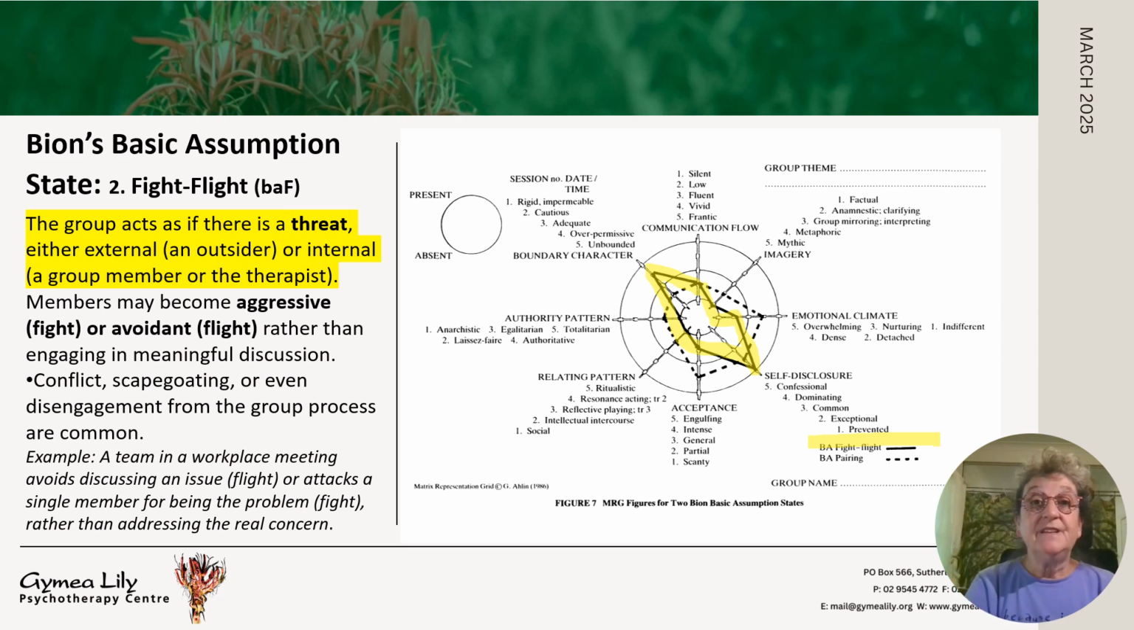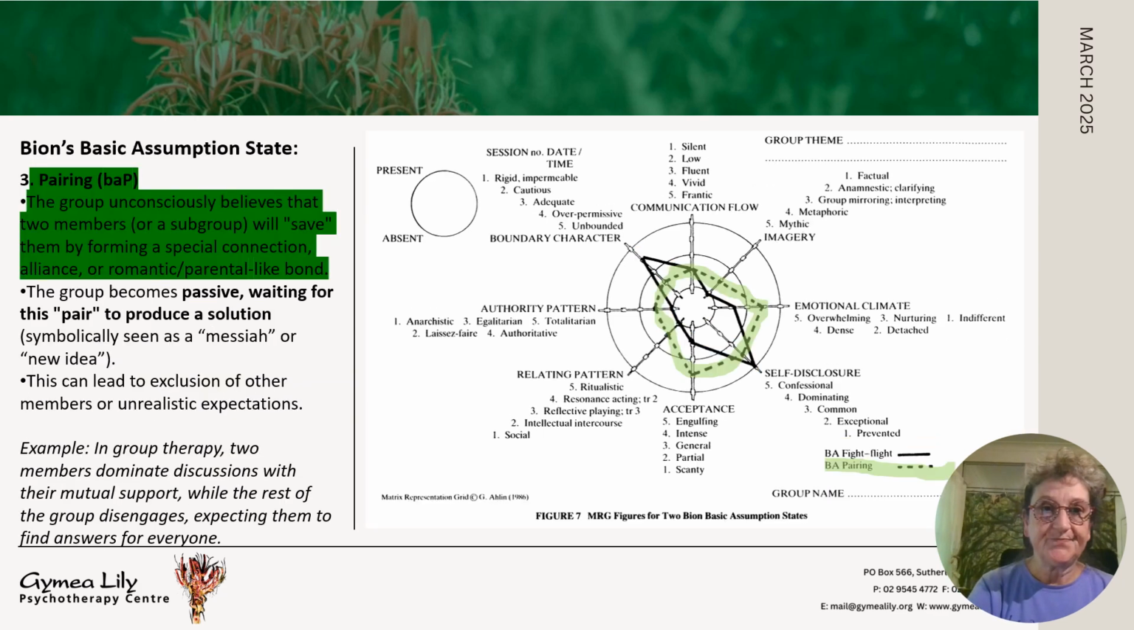An example of this is a team in a workplace meeting that avoids discussing an issue, chatting outside, which is flight, or attacks a single member for being the problem, which is fight, rather than addressing the real concern. It's a distraction from the work that really needs to be done.